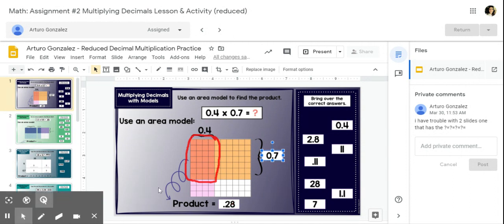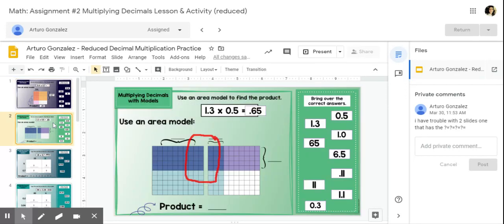Okay. So from that one, if I go to the next one, I can see that I have 1 and 3, and sorry, let me erase that real quick. I have 1 and 3 tenths times 5/10. And so you can see here how they break it up for us. And you have your 65 hundredths up here, which is what you said you end up with. So that product would go down here. And so your 1 and 3/10, you can see how they broke it up here.